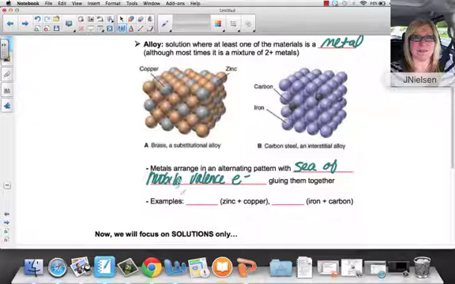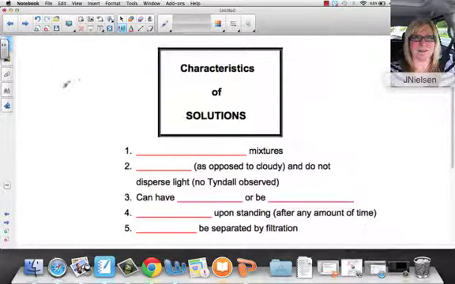Some other examples, well, we have zinc and copper, which is your brass, and then your iron and carbon is your steel. But in this unit we are going to focus on solutions only. But I wanted you to understand that we have different types of heterogeneous and homogeneous mixtures. So what are some characteristics of solutions?